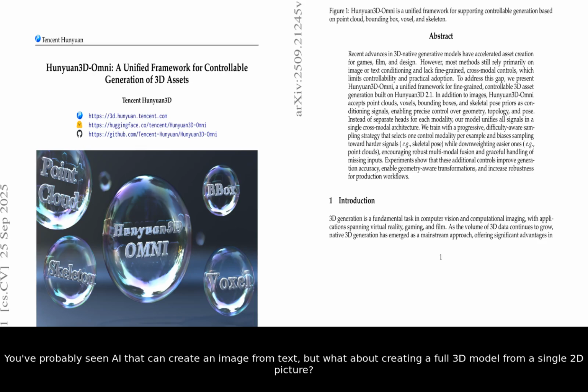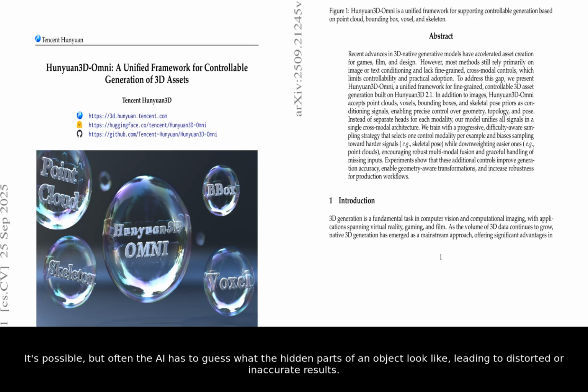You've probably seen AI that can create an image from text, but what about creating a full 3D model from a single 2D picture? It's possible, but often the AI has to guess what the hidden parts of an object look like, leading to distorted or inaccurate results.